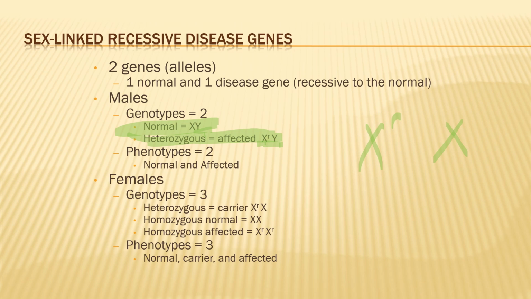With females, they can have two normal. They can have one affected and one normal, which would make them a carrier. So they wouldn't have the disorder, but they would have a defective gene that they could pass on to the offspring. The only way they would have the disorder is if they had two affected chromosomes, which means they got one from their mother and one from their father. So a female can either be normal, which is this one, be a carrier, which is heterozygous, or be affected by having two defective genes.